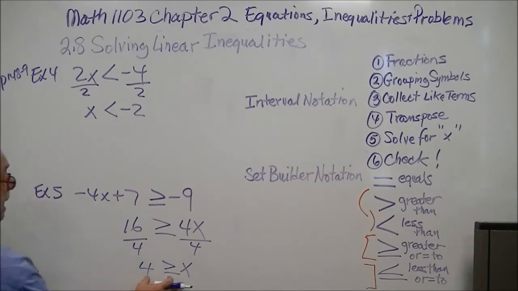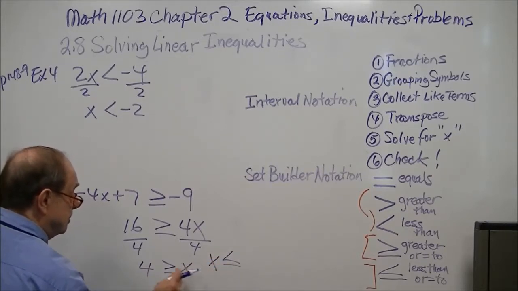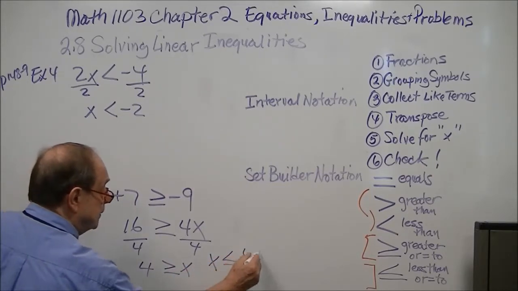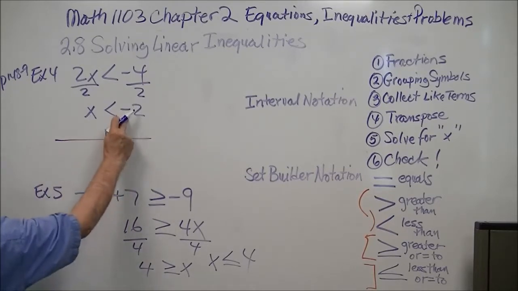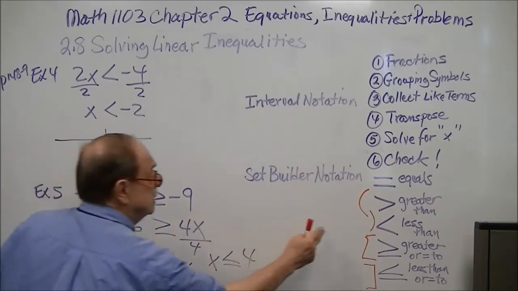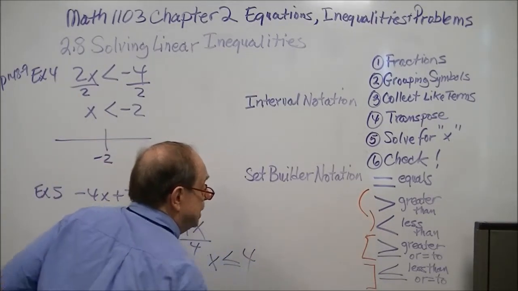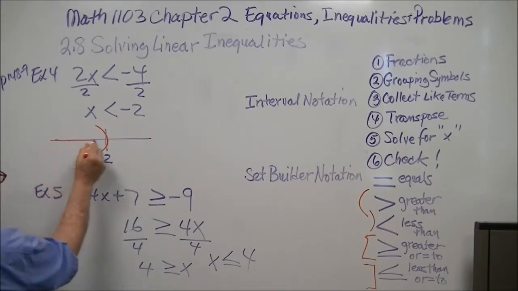Now, that's okay, but for some people, if it bothers you, you can just change it. x is less than, remember the point is toward the x, 4. There's the standard way. And now let's graph it. The number we're interested in is -2. Now notice this is a sign we haven't used the symbol for yet. It's less than. So less than is a parenthesis facing to the left.